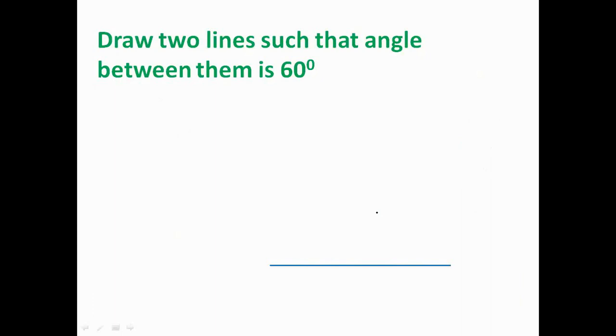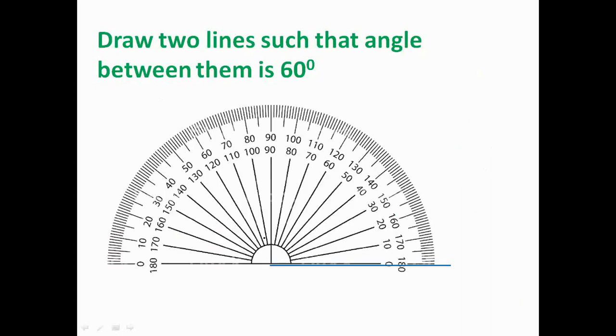Then take a protractor, keep at any end point. Now I will choose the left end point. Okay, so this is the end point. So keep the protractor at the end point. Then mark 60 degree. Since it is at the left side, I will count from the right side. From 0 you should count 0, 10, 20, 30, 40, 50 and 60. So this is the 60 degree. So I will mark with the pencil.